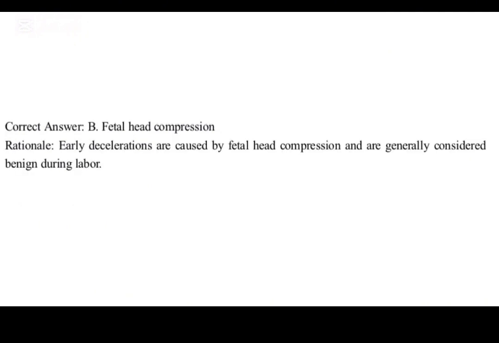Question 4. The fetal monitor shows early decelerations during contractions. What is the most likely cause? A. Umbilical cord compression. B. Fetal head compression. C. Placental insufficiency. D. Maternal hypotension. Correct answer, B. Fetal head compression. Rationale: early decelerations are caused by fetal head compression and are generally considered benign during labor.